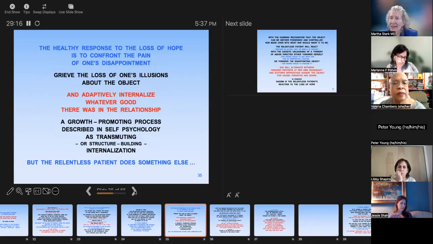Now, the healthy response to the loss of hope is to confront the pain of one's disappointment. And we're going to try to help the patient to do this. But anyway, this is before the patient has come our way, and we've had an opportunity to facilitate their grieving with disillusionment statements, which is what we're going to get to.